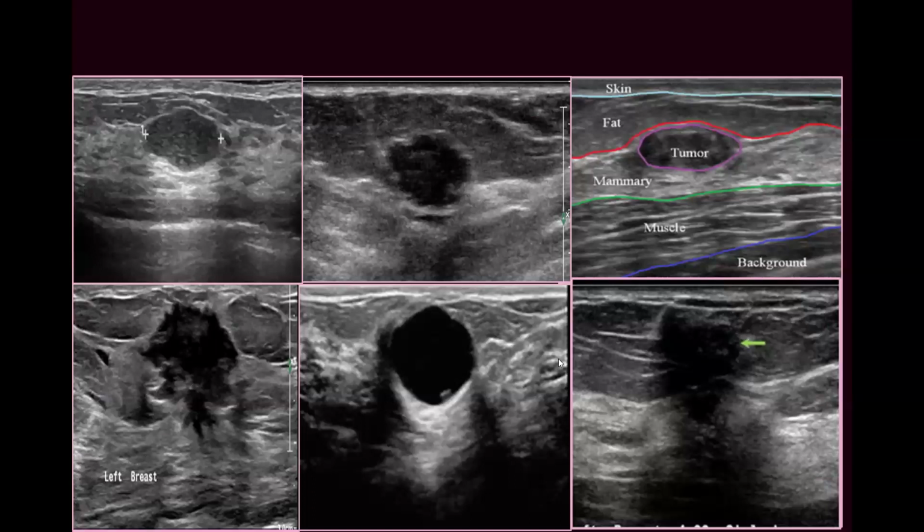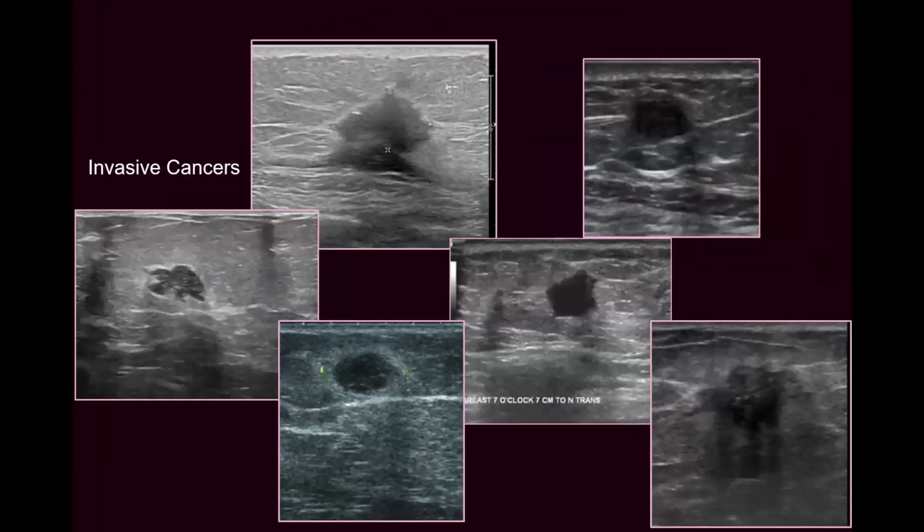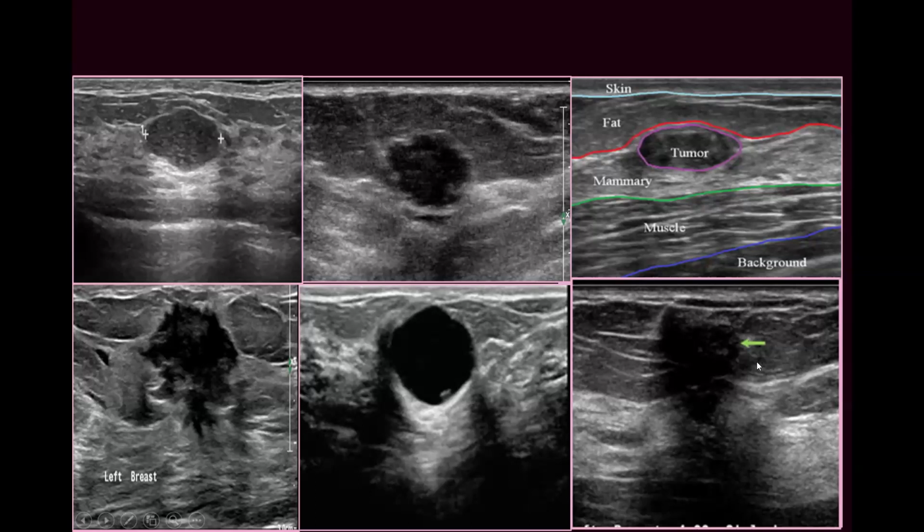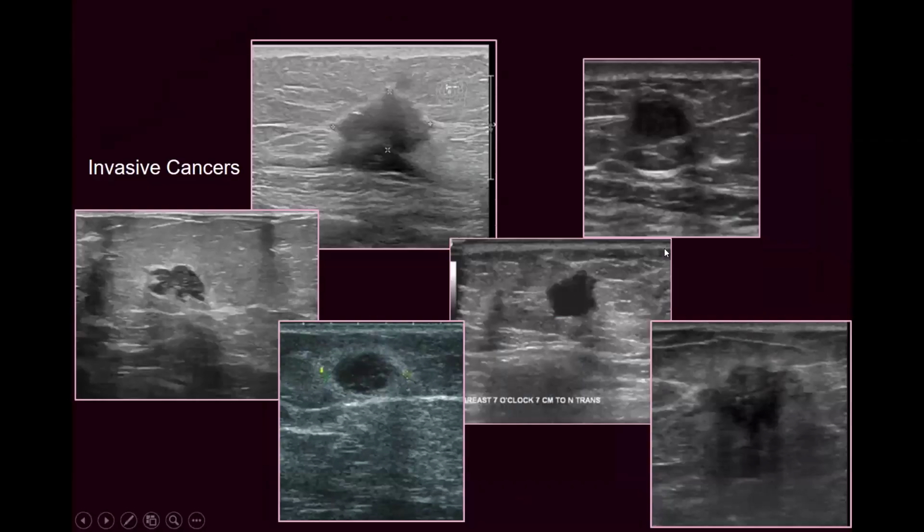And here we can see that sometimes lesions within the mammary zone bulge anteriorly into the pre-mammary zone. Sorry, some of these here are just attached to the mammary zone but almost surrounded by fat, and similarly these three lesions. But if you look at these cancers, these are all invasive cancer.